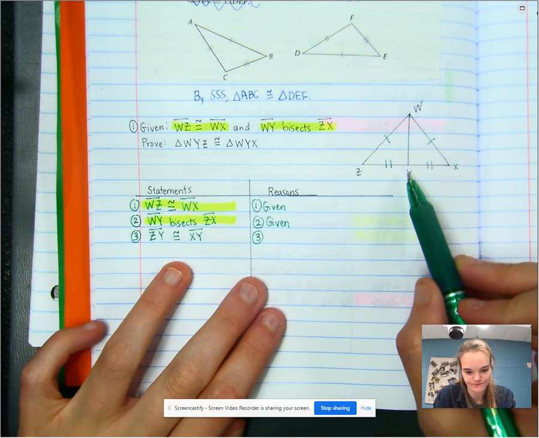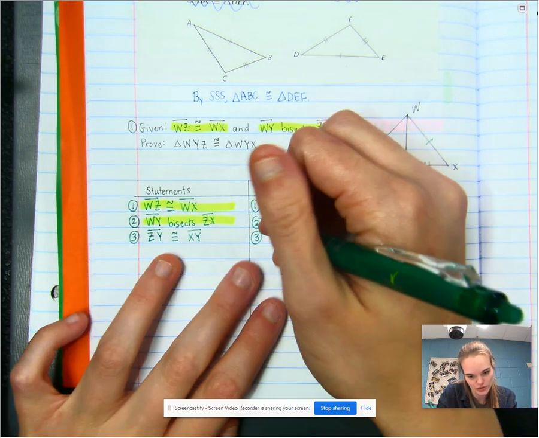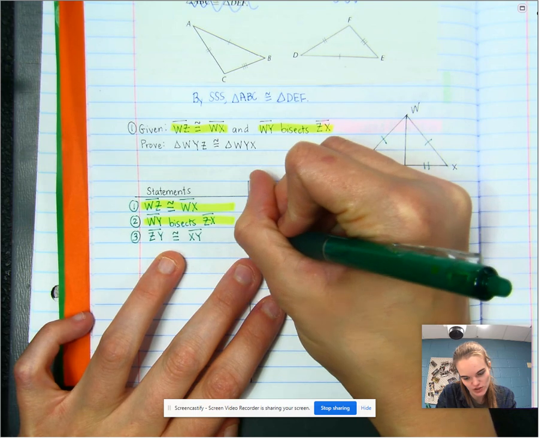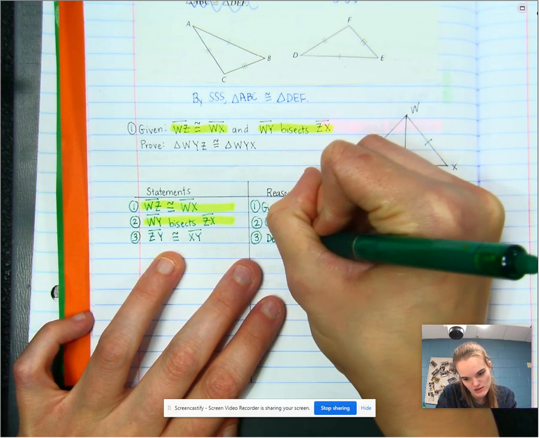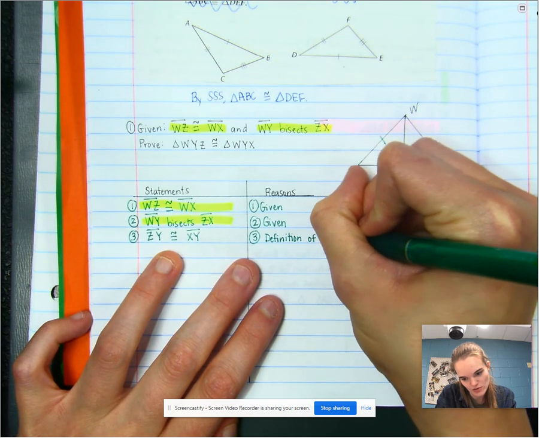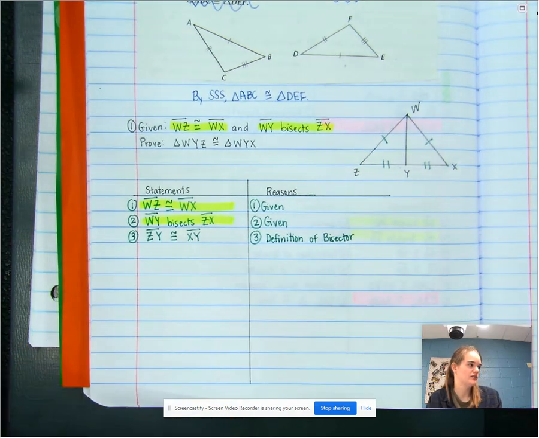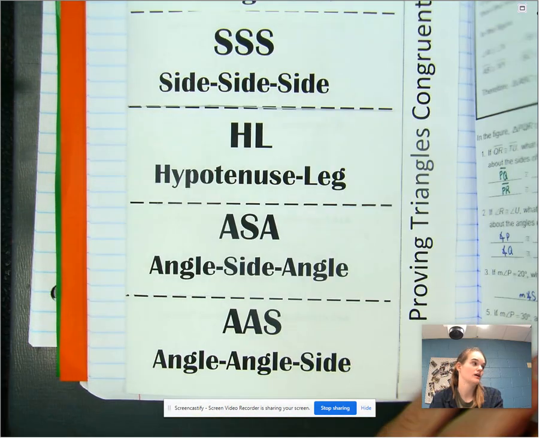Number 3. ZY and XY are congruent because of the definition of bisector. So there is no ASS in geometry. You can see that on this right here, look. It's not on there.